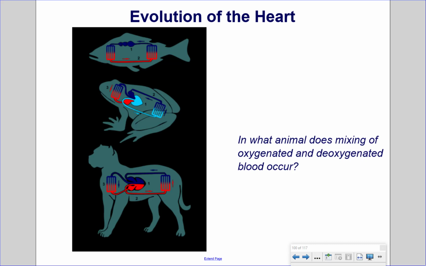Evolution of the heart. In what animal does mixing of oxygenated and deoxygenated blood occur? Or where does it partially happen?